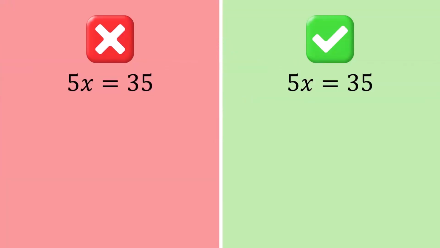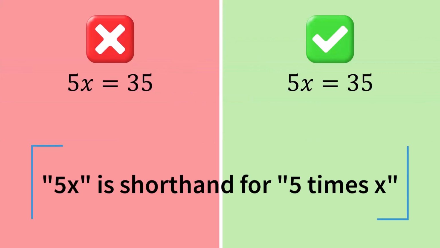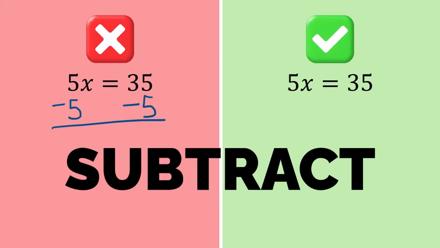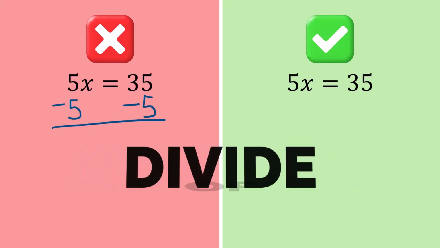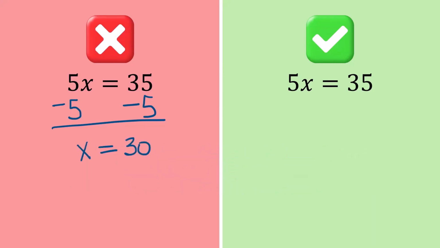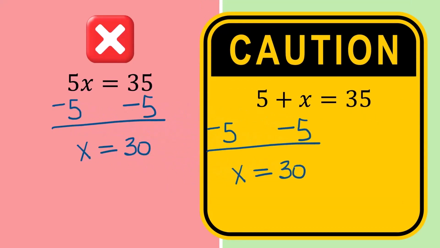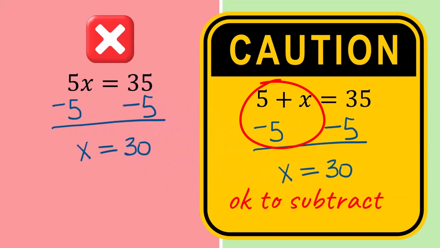We have 5x equals 35. That's 5 times x equals 35. They want the 5 to go away, so in their minds, make go away translates into subtraction. So they just subtract the 5 from both sides. End up with x equals 30. They actually solved the equation 5 plus x equals 35.